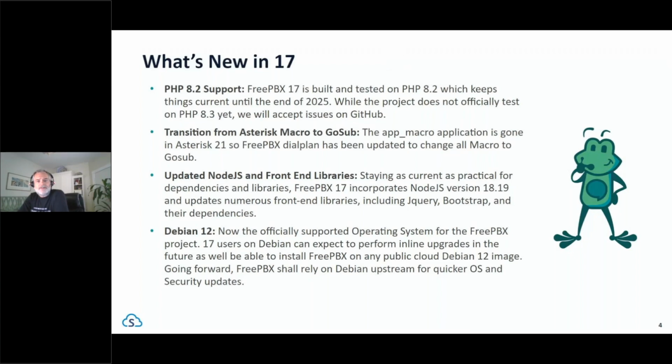Also new in 17, we are transitioning from the Asterisk Macro to Gosub. The Macro application is gone completely in Asterisk 21. Asterisk 21 was released last fall. We've had a long notice that the change was coming, and it has taken a while for FreePBX to completely revise our generated dialplan to eliminate reliance on Asterisk macros. So that is complete in 17.